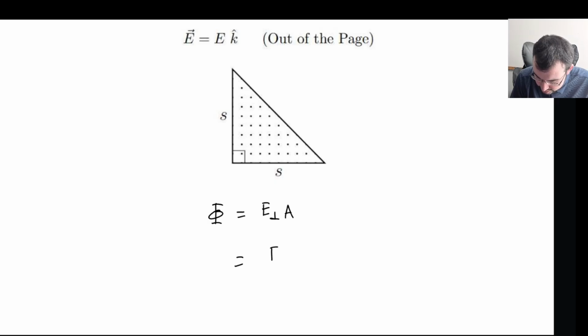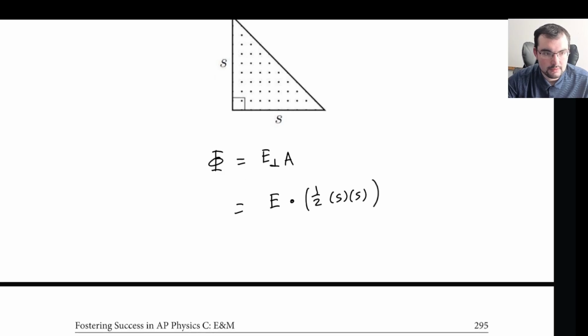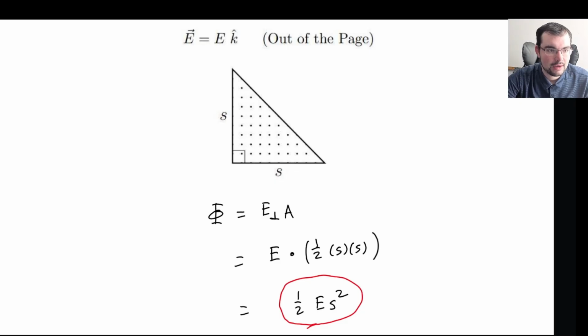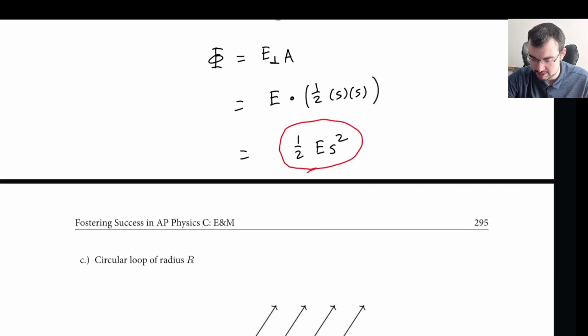And the area of a triangle is just going to be 1/2 times base times height. So we just get 1/2 E s squared, because again, our loop is in the plane of the paper, and our field is perpendicular to that plane, so it's a perfect piercing.